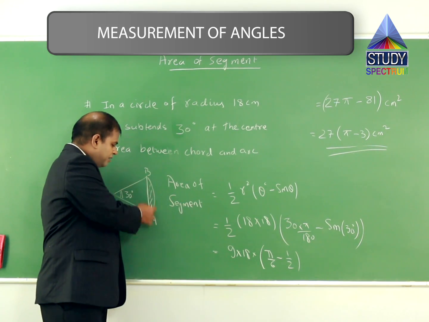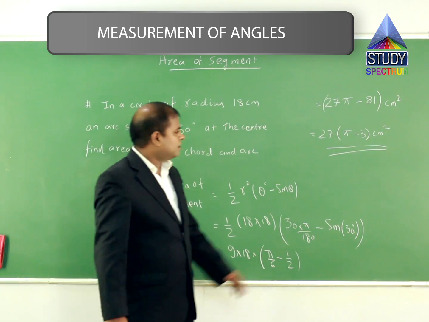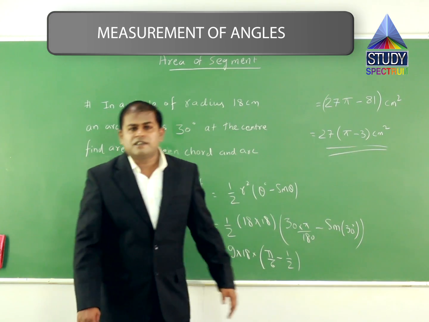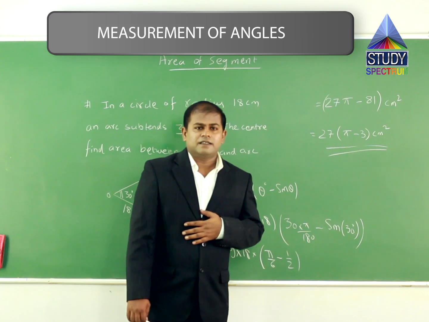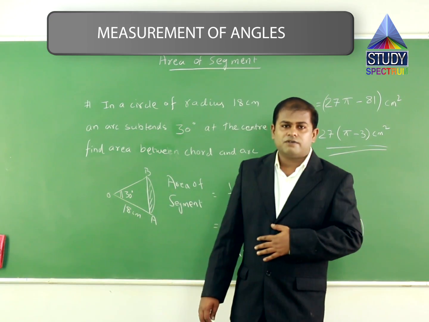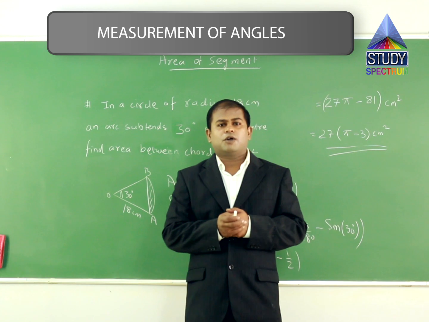That's the area of the segment, the area between the chord AB and arc AB, and its value is 27 into pi minus 3 centimeter square in this example. So this is how we calculate the area of a segment, and this is the end of the chapter.